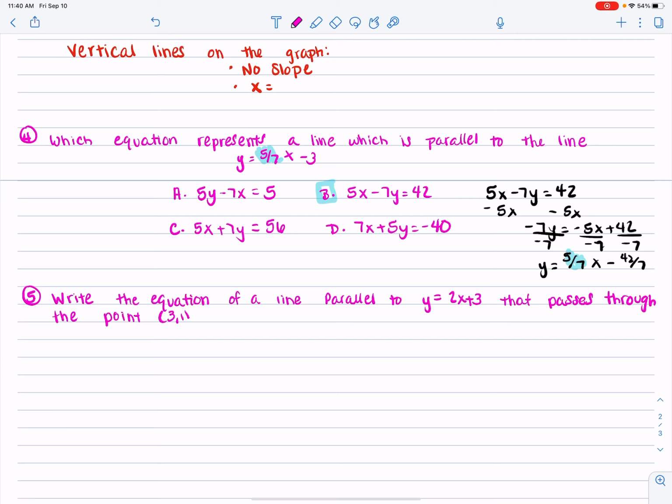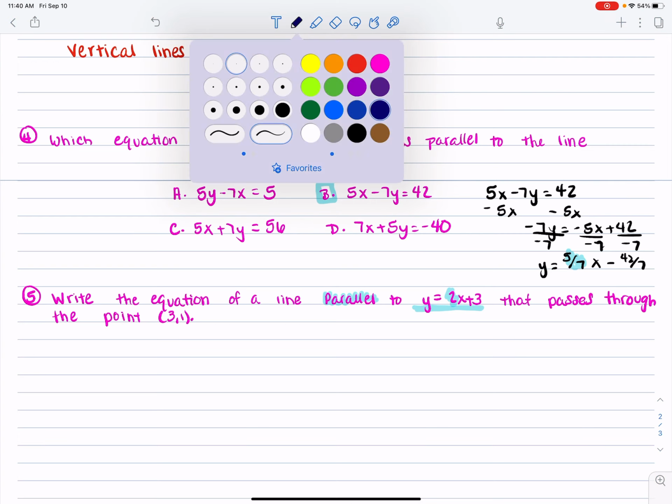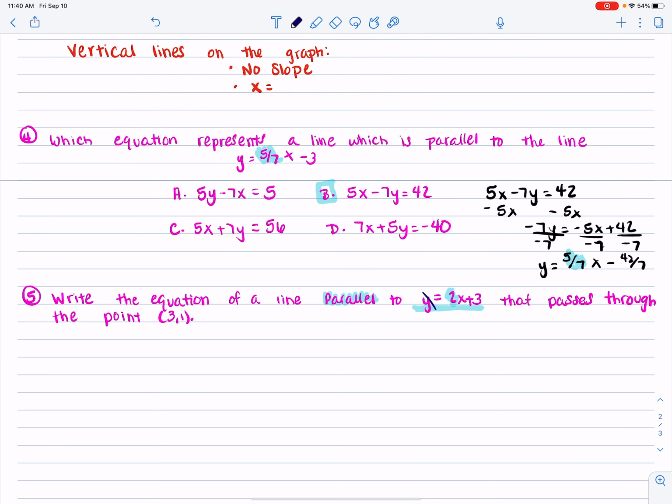3, 1. Okay, so I'm going to build a new line, and that new line is going to be parallel to this line. Now, if I have two lines that are parallel, the only thing I care about is its slope, so I know that m equals 2. And I can ignore the rest of this equation. I just need to know m equals 2. So my new line is going to have a slope of 2.